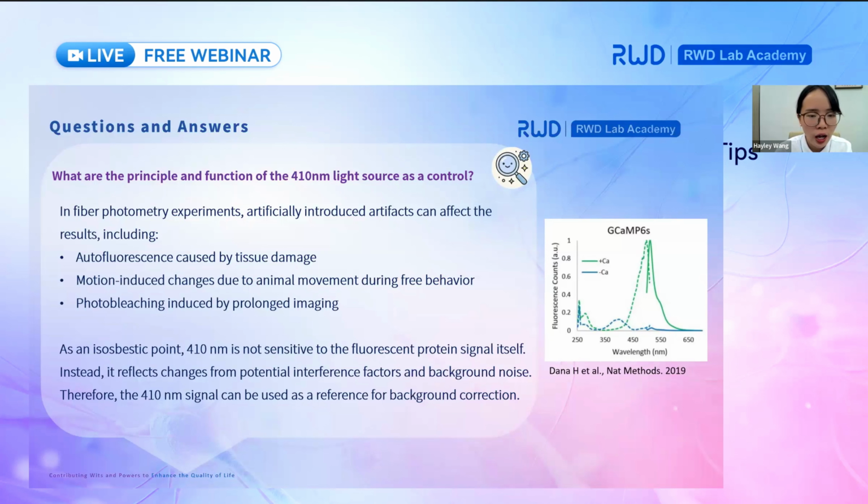So to help deal with this issue, we use 410 nanometer as an isosbestic point. At 410 nanometer, the signal is not sensitive to, you can see here, the fluorescent protein itself. Instead, it mainly reflects the interference factors and background noise. So the 410 nanometer signal can be used as a reference for background correction.